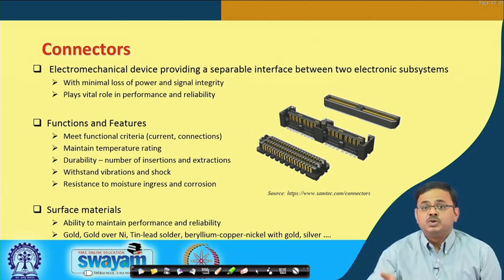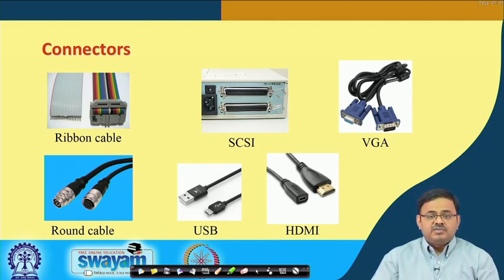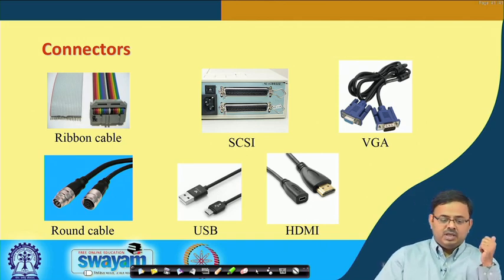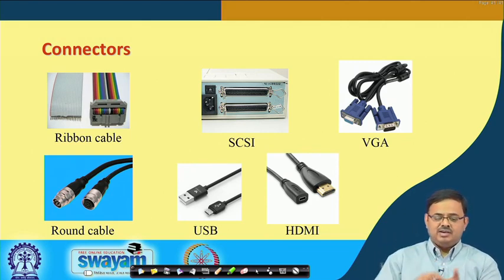So, these are some connectors that you see inside a system, you will see a lot of them. But what are some of the connectors that we see more often? The first one is a ribbon cable. If you open many electrical and electronic systems, a ribbon cable is quite common. I think all of us have seen how it looks, how the connections are.